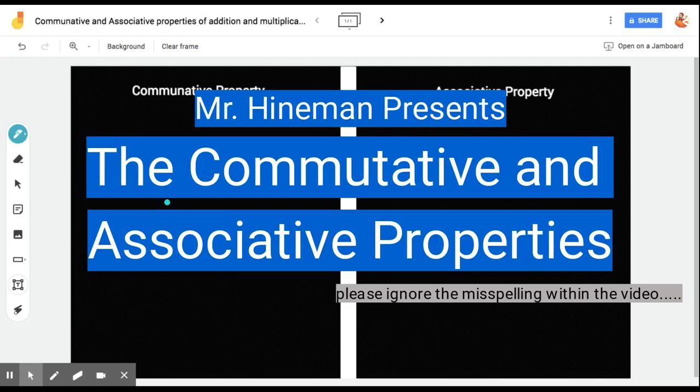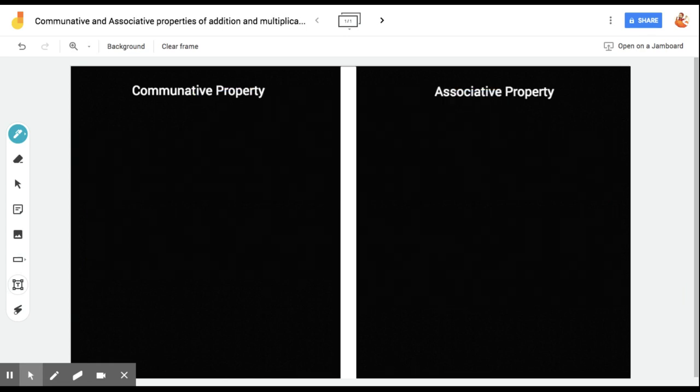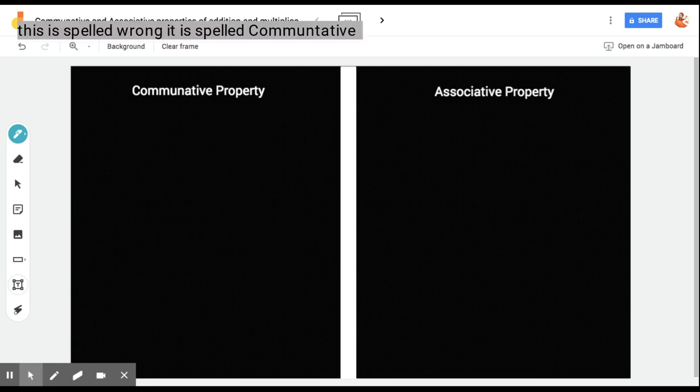Okay, quickly here I'm going to go through our commutative and associative property of addition and multiplication. Really all the commutative and associative properties are telling us is that no matter what we're doing, if we're doing all addition or all multiplication, the order doesn't matter. And it communicates that in two different ways.